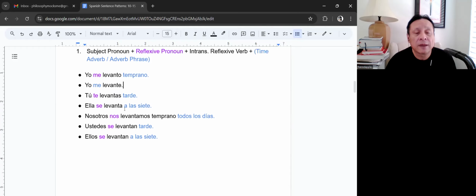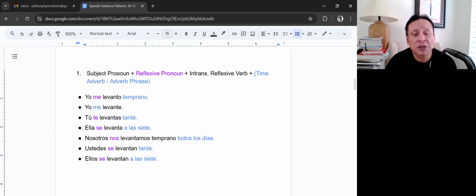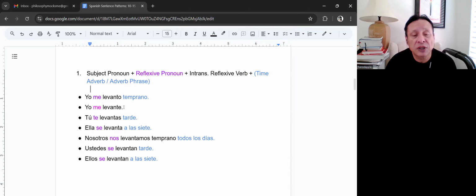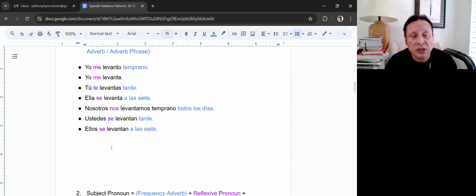Okay. That is the first one. Subject, reflexive pronoun, why did I do this in blue? Reflexive pronoun, and then the reflexive verb conjugated as any regular verb would be. This is the past tense conjugation. This is the present tense conjugation. Okay, that's sentence pattern number 1. I hope that makes sense because we're going to build on this. Now, let's go to sentence pattern number 2.